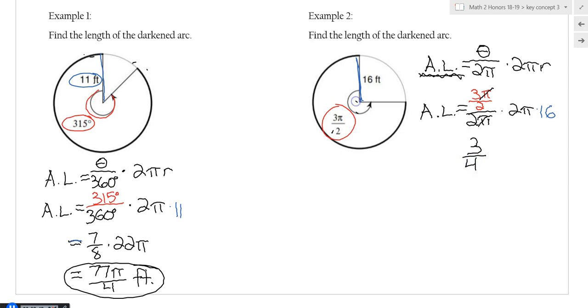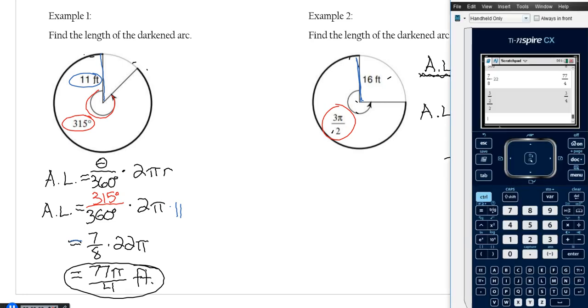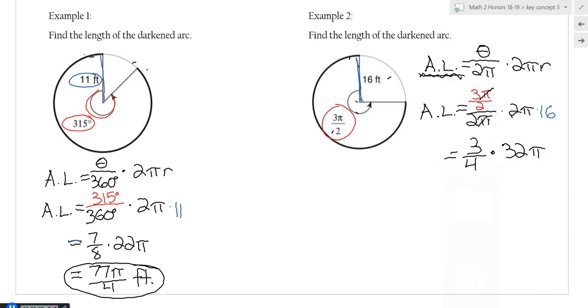And you should kind of be able to see that we're finding 3/4 of our circle, times 2 times 16 is 32 pi. And 3/4 times 32 is 24 pi. Right, we just write the pi down, and this is also in feet. Okay. So if your angle is in degrees, your work looks like this, right, with the 360 degrees. If your angle is in radians, then you have a 2 pi on the bottom. Okay.